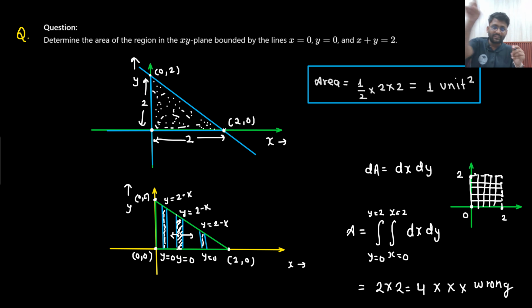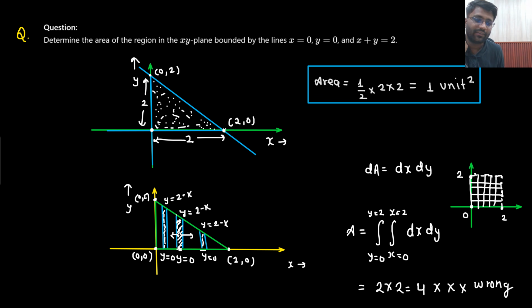So this was the surface region. There was a strip. You started moving the strip. When I am moving that strip, in the vertical direction I am going from y equals 0 to y equals 2 minus x, but in the horizontal direction I am moving the strip from x equals 0 to x equals 2. Just look at the bottom of the strip. So if you need to find the surface area, this much was correct: dx dy.